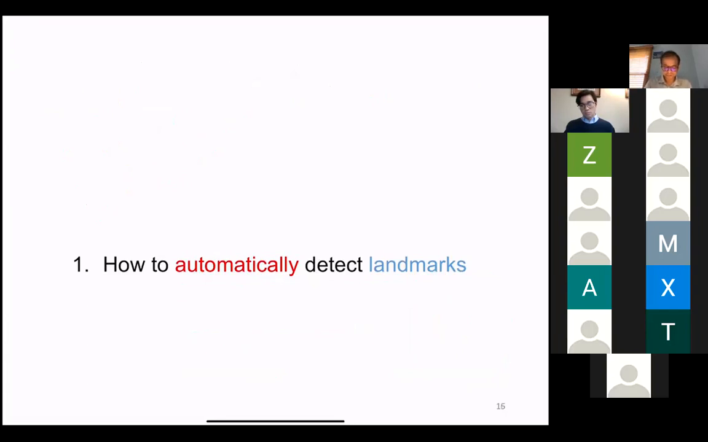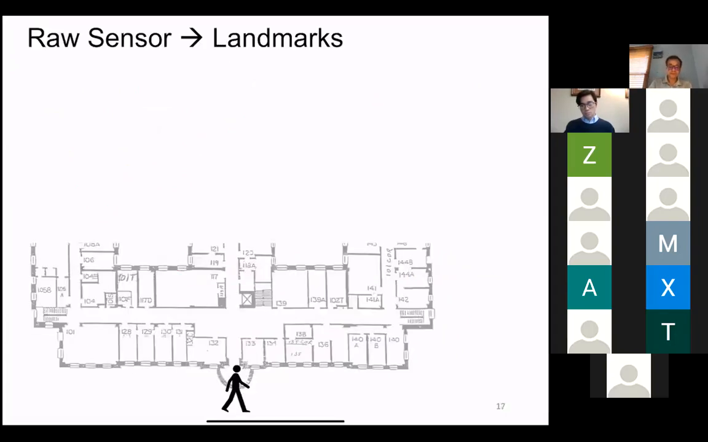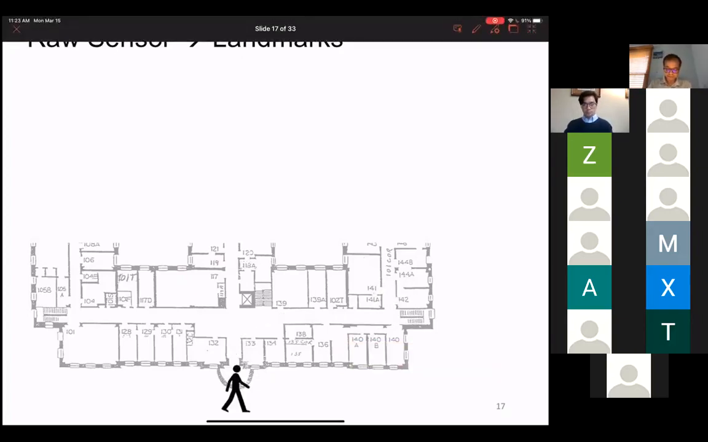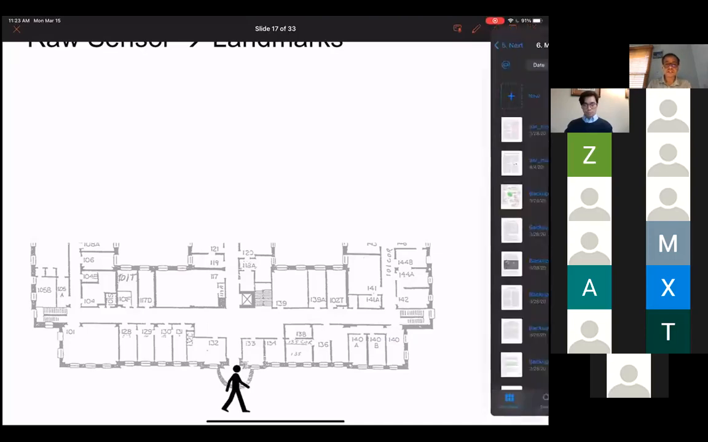Let's look at how to detect landmarks. So let's say you are able to do dead reckoning reasonably. Actually, let's even forget that. Let's say you start walking inside the shopping mall. This is your walking trajectory. Let me repeat that again. This is your walking trajectory.